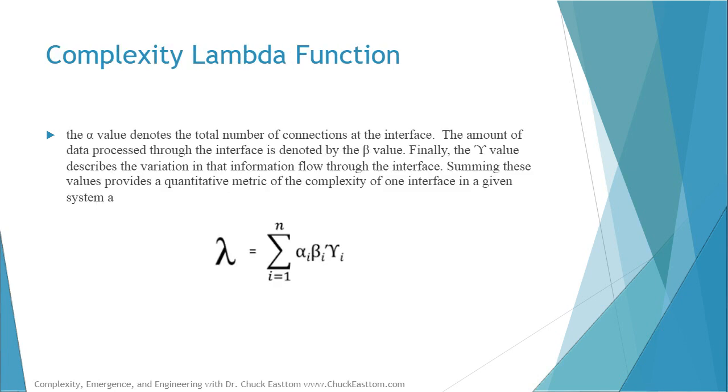We start with a simple function. We're going to look at three values of an interface. Now, I am well aware that this could be expanded upon, and I invite you to do so. But this is meant to be simple. How much data is processed through the interface? That's your beta value. How many connections to the interface? That's the alpha value.